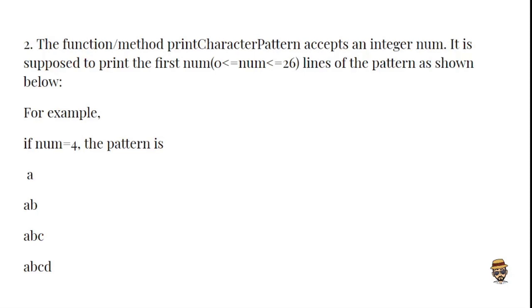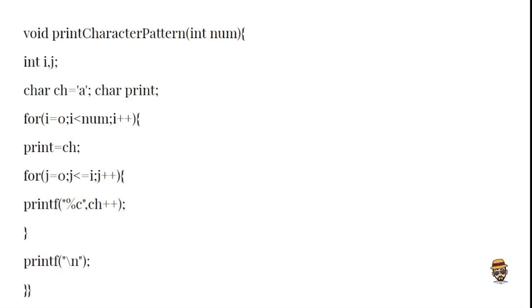So in the second question we have been given a function print character pattern that accepts an integer number. It is supposed to print the first number of lines of the pattern as shown below. So if you are given num equal to 4, then you have to print the pattern like that: a, then ab, then abc, then abcd. Alright, now look at the error code.